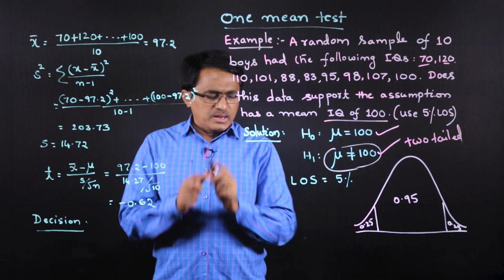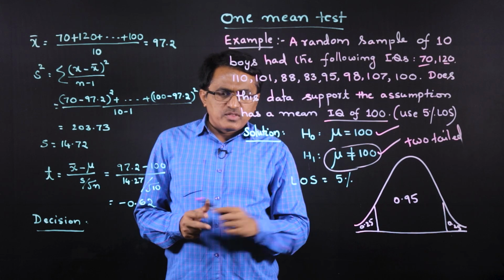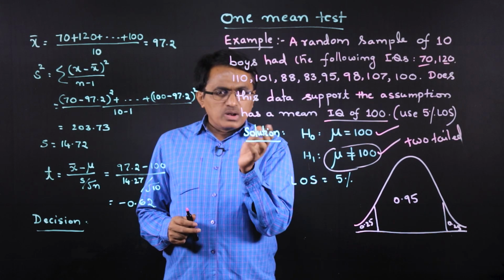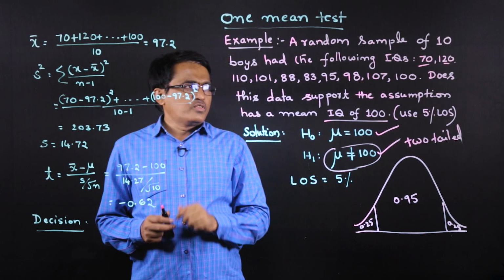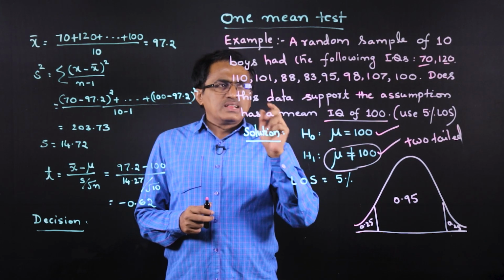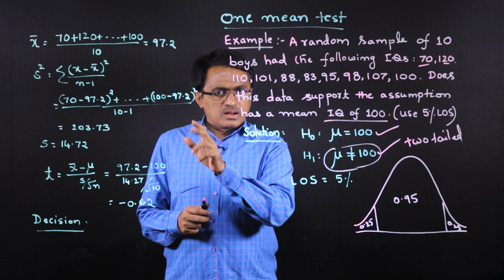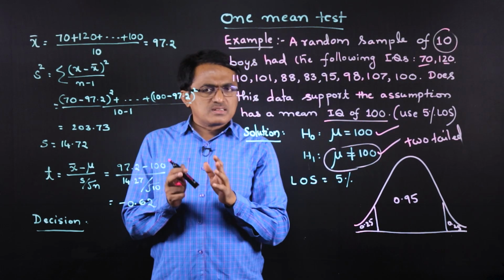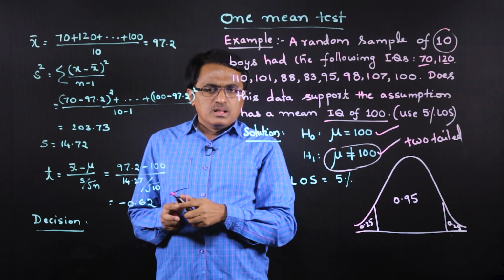That we have to keep in mind. So, next LOS is 5%. Now, the next thing we have to do is decide what tool or statistic to use, for which we have to see whether the sample is small or large. Here, the size of the sample is 10, which is considered to be small.